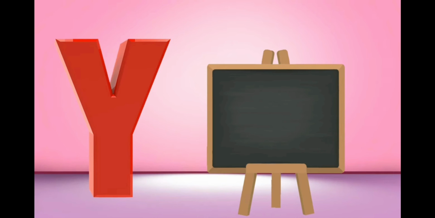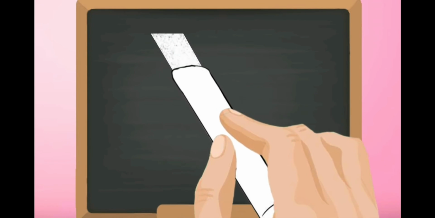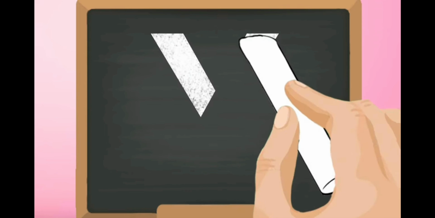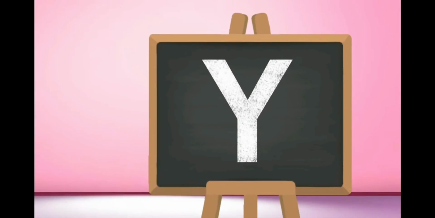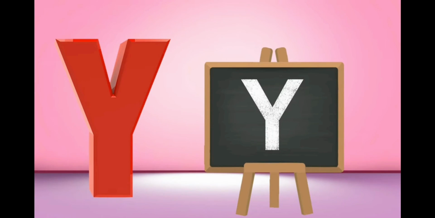Y, capital Y. Start from the top and make a slant down to the right till the middle. Go to the top again and now make a slanting line down to the left till the middle. From the meeting point of these lines, draw a standing line to the bottom. Capital Y.